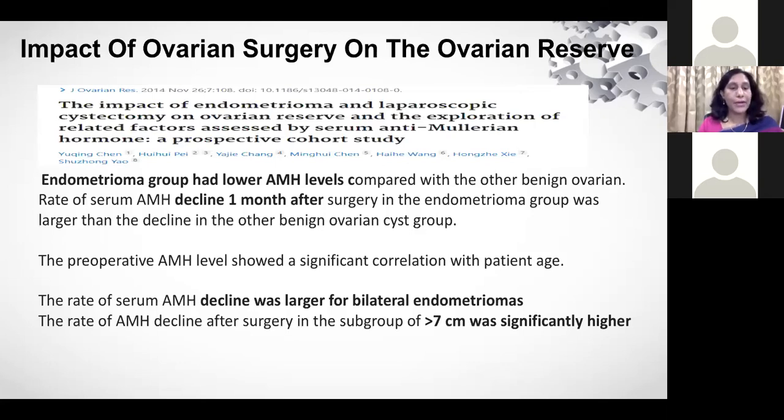The preoperative AMH level showed a significant correlation, of course, with the patient age, but the rate of serum AMH decline was larger for bilateral endometriomas, and in fact, the rate of AMH decline after surgery in the subgroup of more than 7 centimeters was significantly higher.